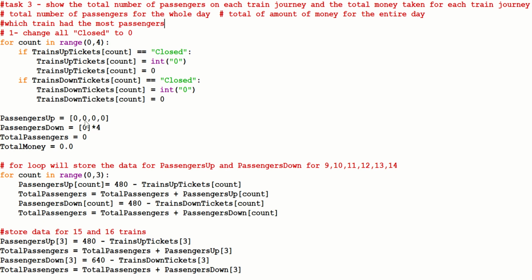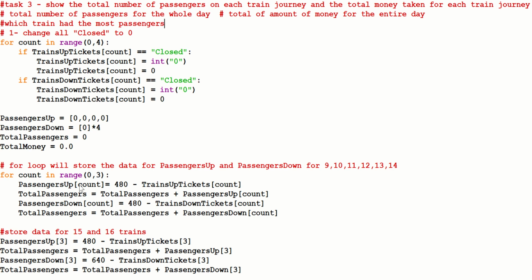Passengers up is an array and passengers down is an array, 0, 0, 0, 0 for both. Total passengers is 0, total money is 0. So for count in range 0 to 3 is doing this not 4 but 3 times, because the 4th time for up and the 4th time for down will be done separately. This is 640, whereas the previous ones are 480, but the last down train is 640 tickets.